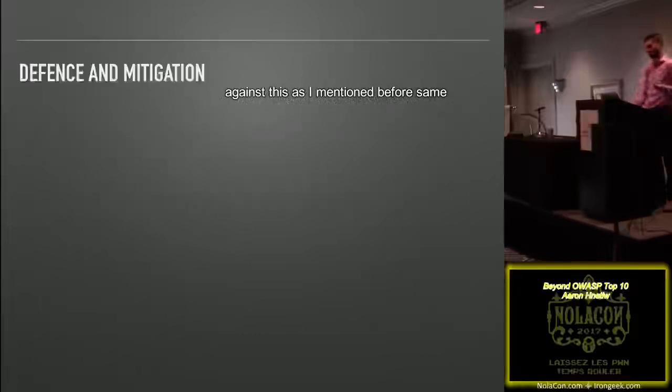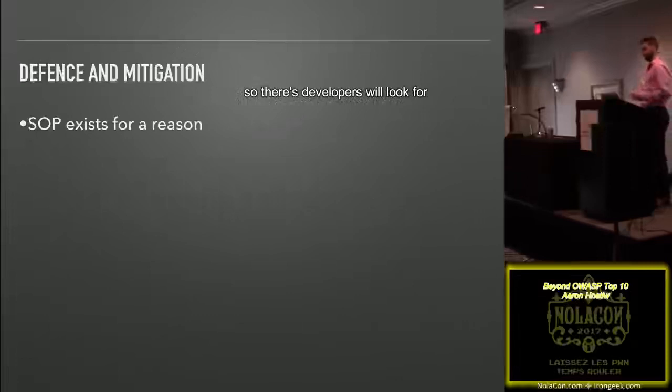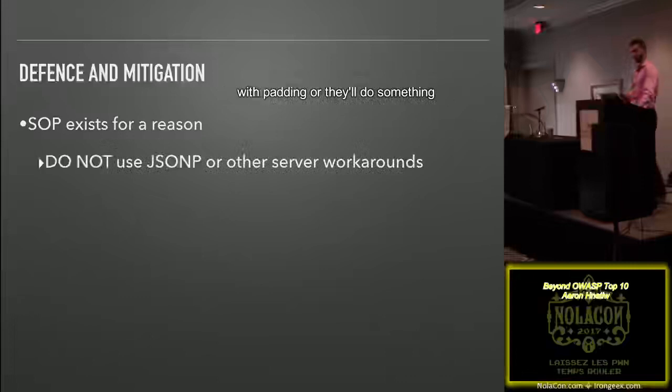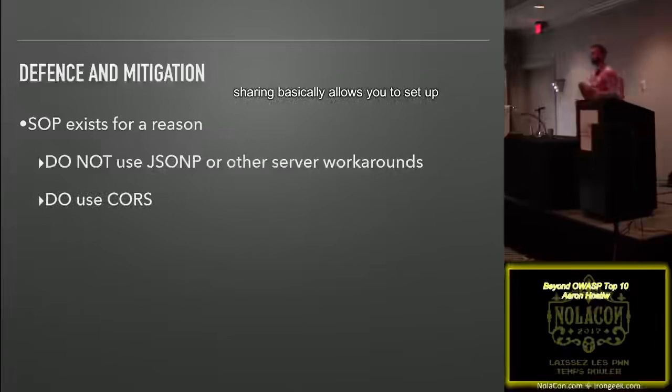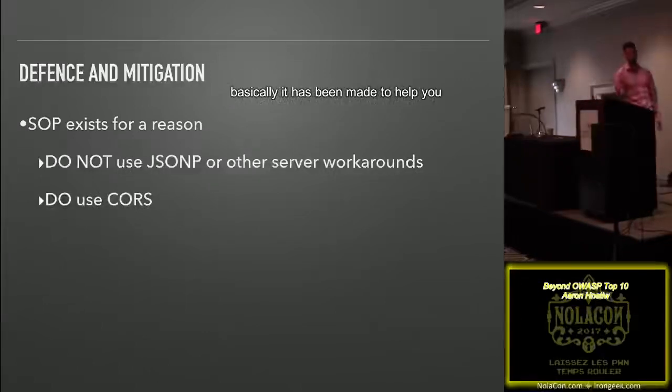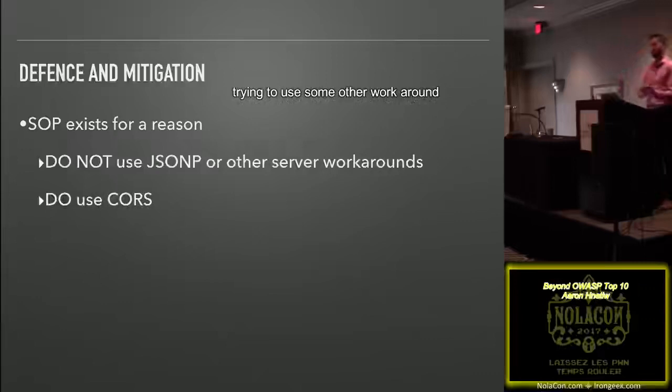So what do you do to defend against this? As I mentioned before, same origin policy exists for a reason. Developers will look for workarounds like JSON-P, which is JSON with padding, or they'll do it on the server side and then return it back. Don't do this. As much as possible, avoid this and use CORS, cross-origin resource sharing. It basically allows you to set up a rule on a server that you own, and it will return in the header that this particular domain, or any domain really, can access resources on this server. There's a lot more to cross-origin resource sharing, but it has been made to help you bypass same origin policy explicitly. So as a developer, look for that instead of trying to use some other workaround like JSON-P or doing it on the server side.